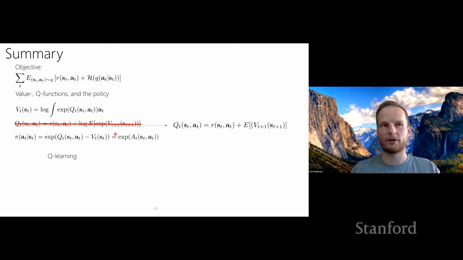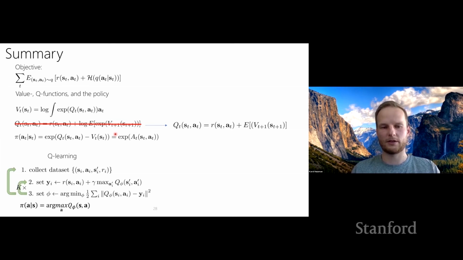So if you remember the Q-learning algorithm, it looked like this. We were collecting a data set, then we were calculating the target values for the Q function, and this was equal to the Bellman equation, so it was the reward plus the maximum of the Q at the next time step. And then we were trying to fit our Q function to these targets. Right? This is a standard Q-learning algorithm. And we saw an application of this, for example, QT-Opt for robotics. And our policy was picking the argmax of the Q. So it was picking the action that maximizes our Q value.